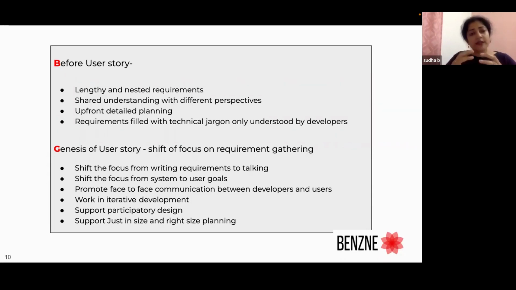So the whole focus was to solve the problem, to solve the customer needs, to have just concise requirement, just enough information. Do not go for upfront detailing of the requirements in agile ways of working. So that's how it led us to the concept of user stories.